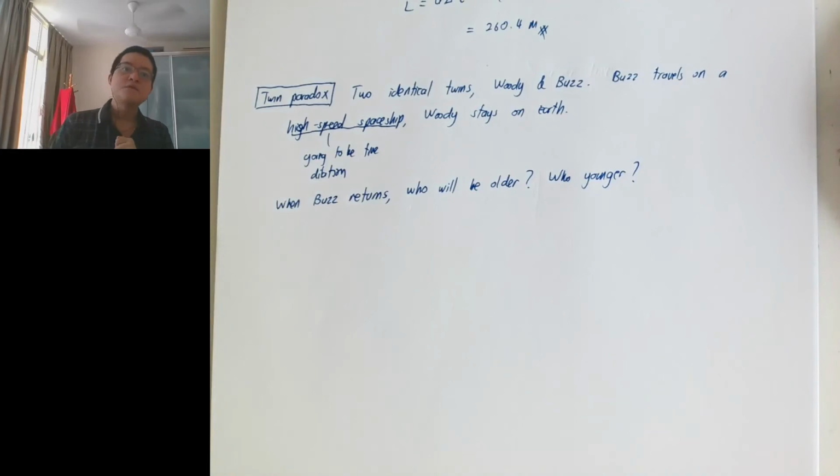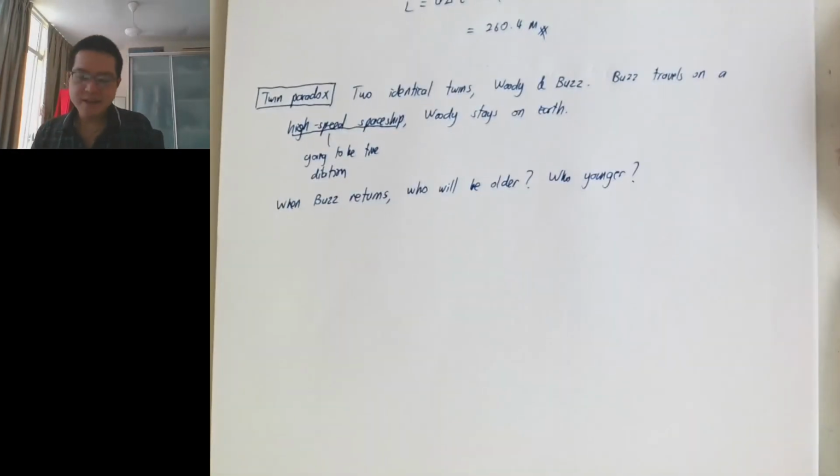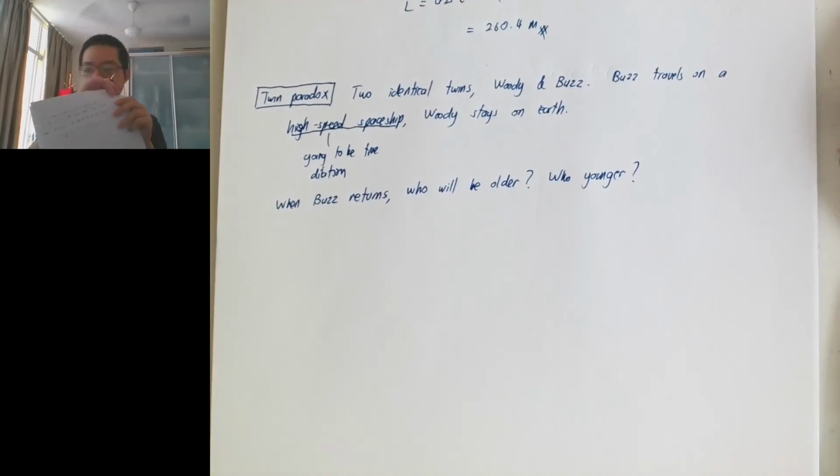Okay, so when Buzz returns, who is older, who is younger? I think a lot of you know the answer: Buzz is younger. That happened in the movie Interstellar, and it happens in all the other solutions. But why? Where is the paradox?